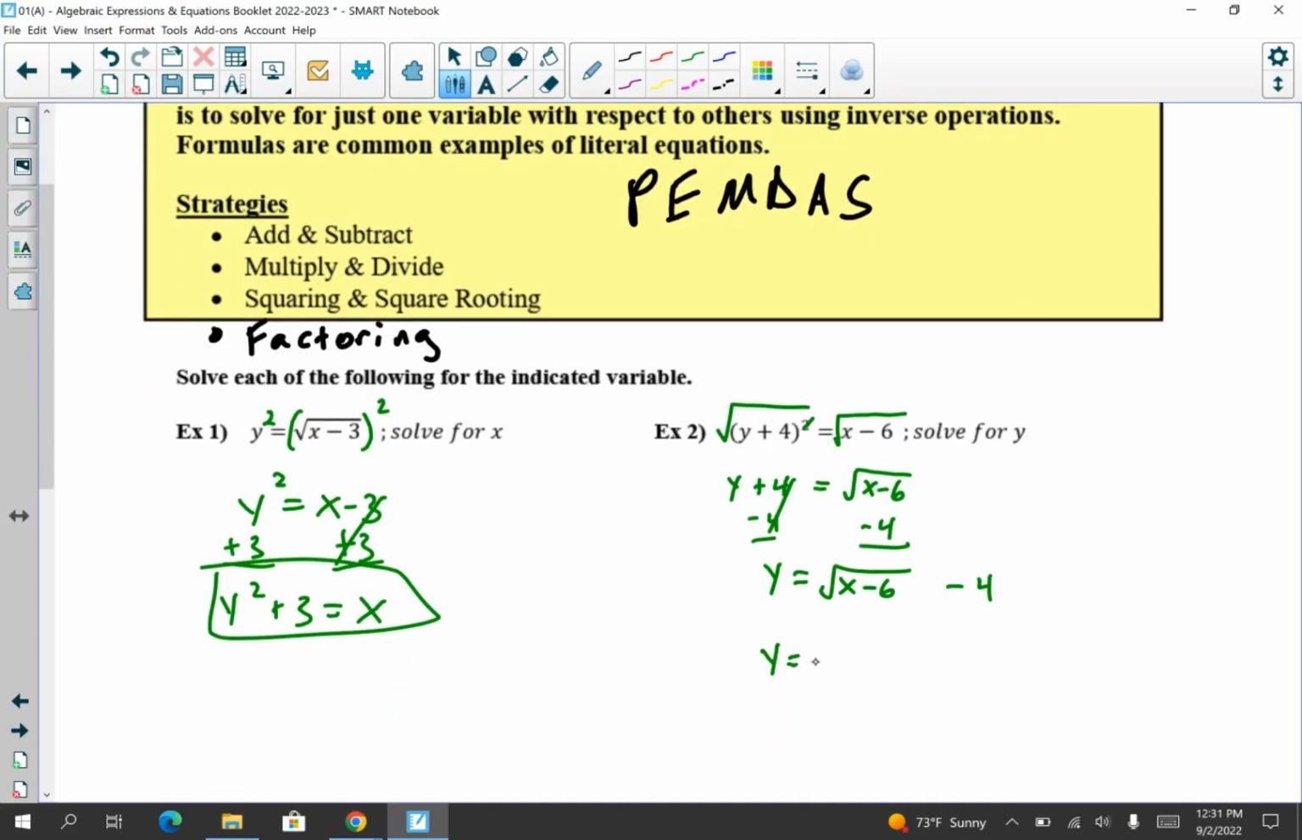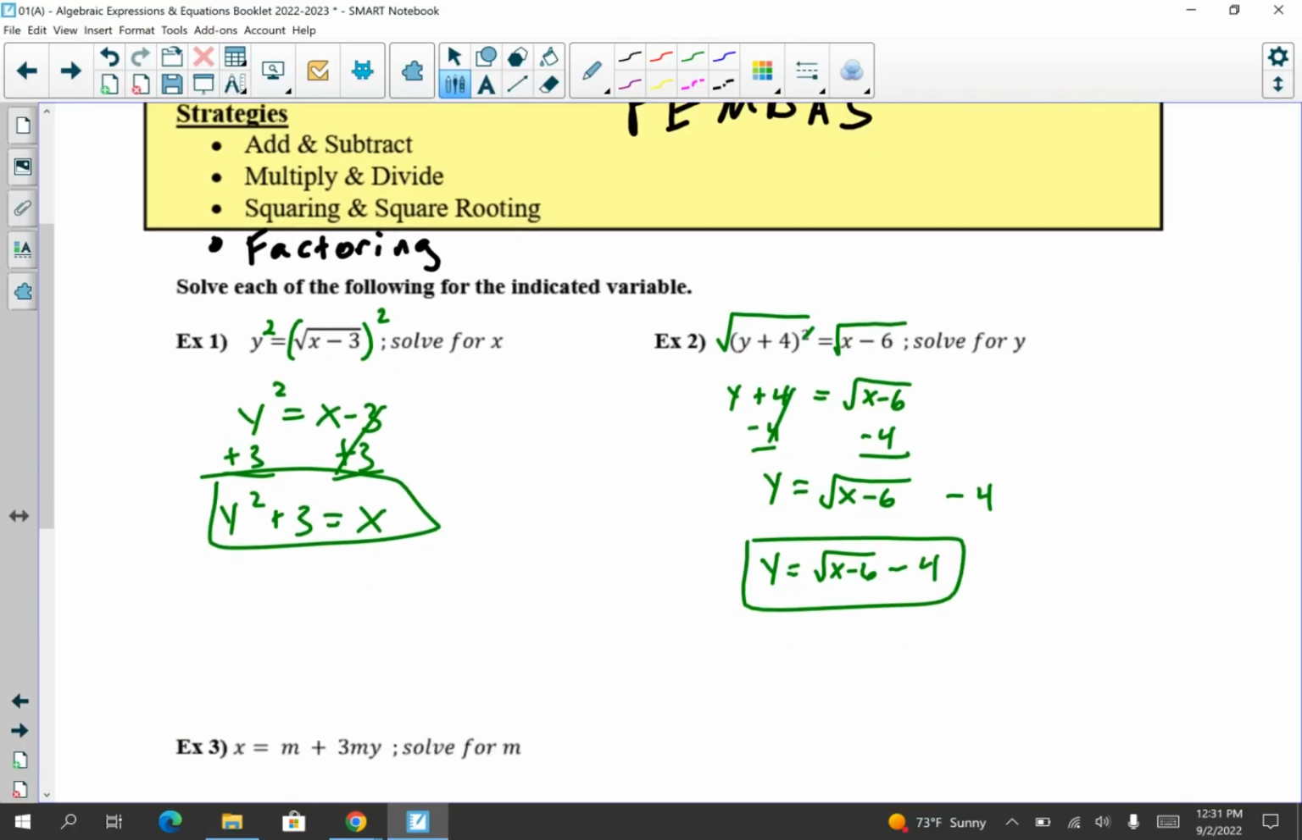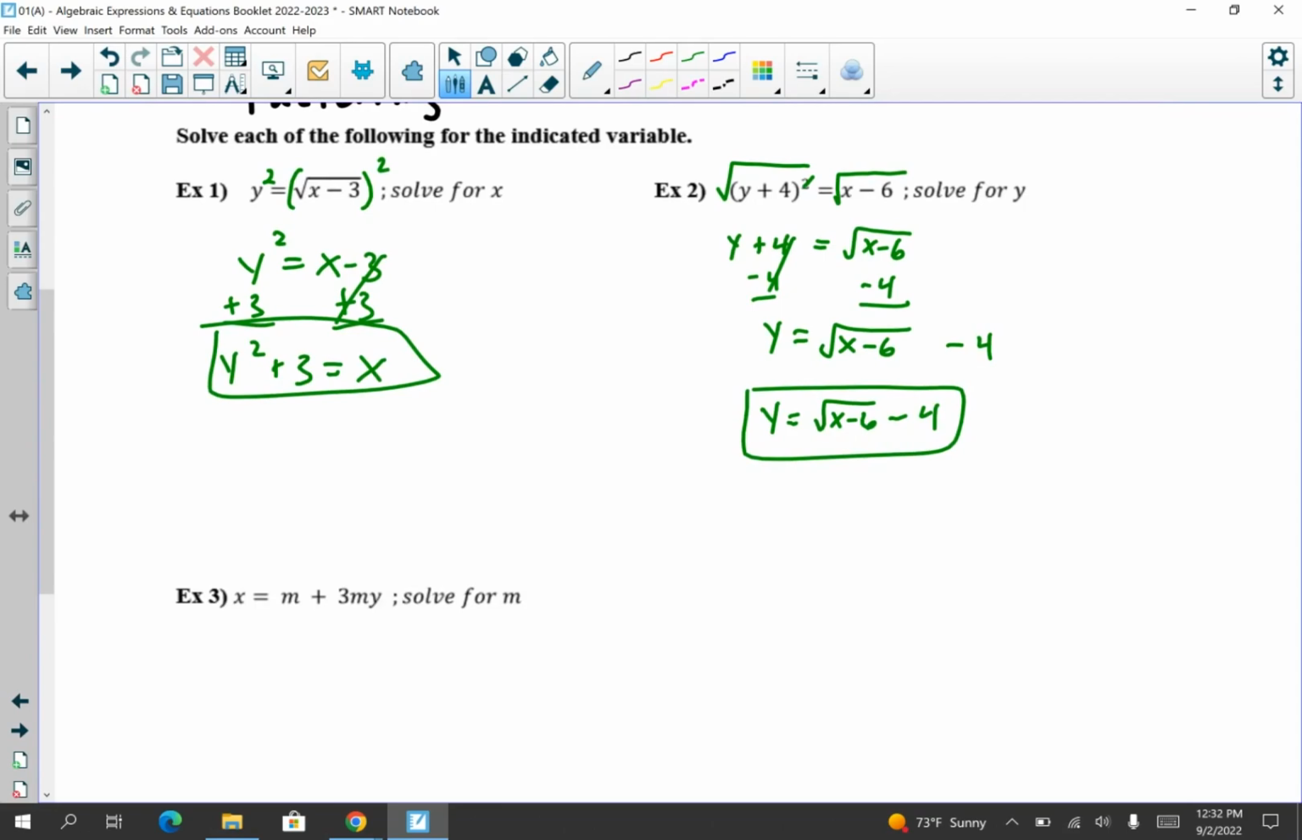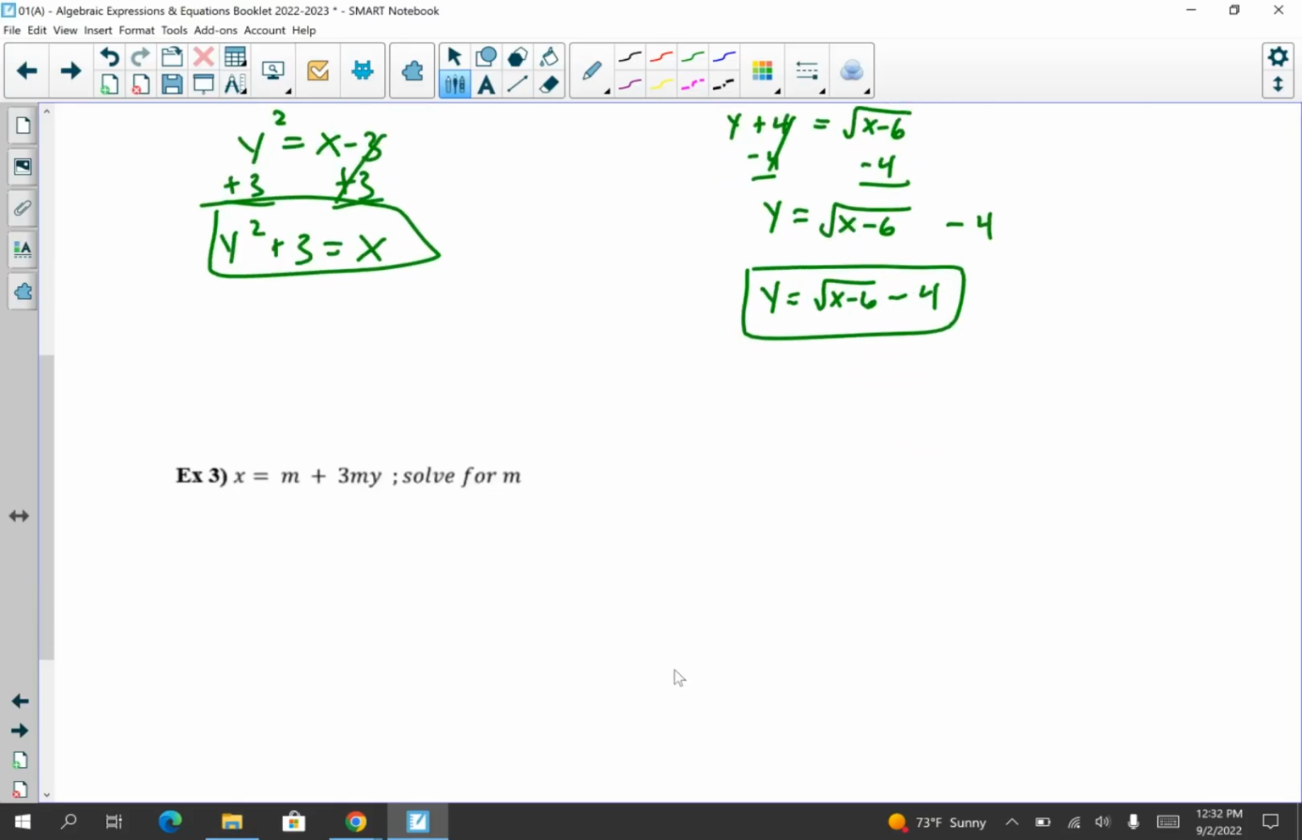So our answer is just y equals the square root of x minus 6 minus 4, where that minus 4 is not under the radical. And that's as much as we can combine. Now our third example is a little different.